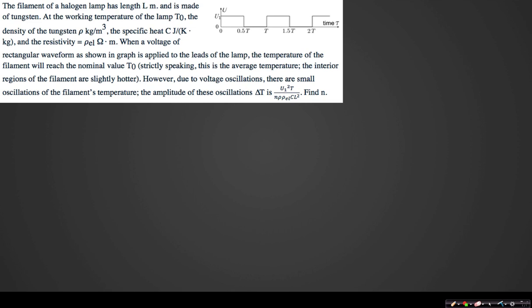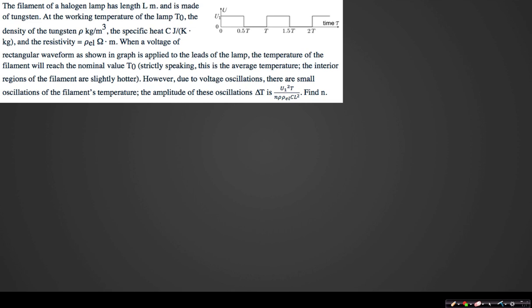This question says, the filament of a halogen lamp has length L meter and is made of tungsten. At the working temperature of the lamp, which is T0, the density of the tungsten is rho kg per meter cube, and the specific heat is C joule per Kelvin kg, and the resistivity, meaning electrical resistivity, is rho EL ohm meter, and when a voltage of rectangular waveform as shown in the graph is applied to the leads, the temperature of the filament will reach the nominal value T0.